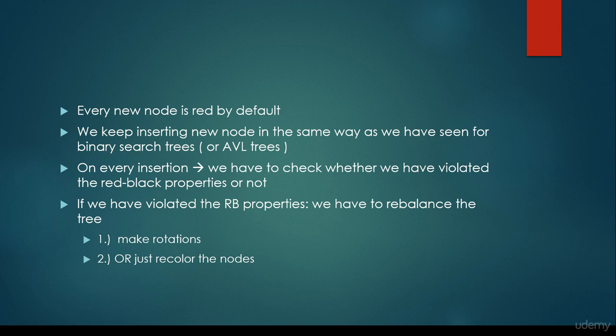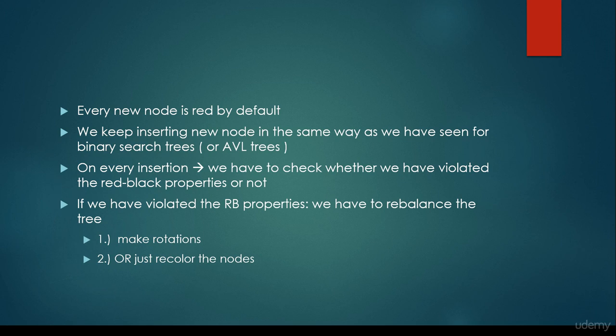It's very important that every new node is red by default. So every node we insert will have the color red. So we keep inserting new nodes in the same way as we have seen for binary search trees or AVL trees, but on every insertion we have to check whether we have violated the red-black properties or not. And if we have violated the red-black properties, we have to rebalance the tree. How? We have two options: to make rotations or just to recolor the nodes.